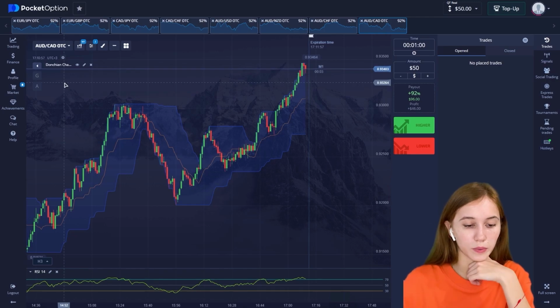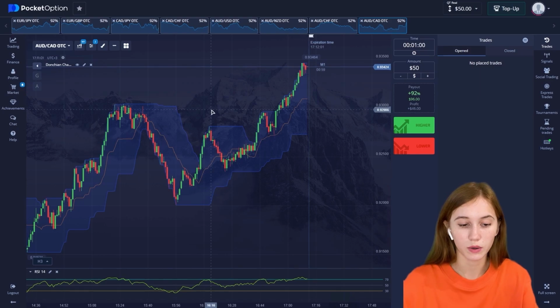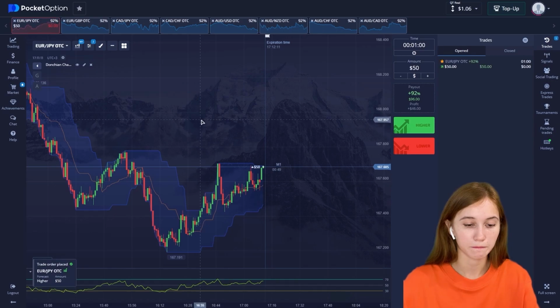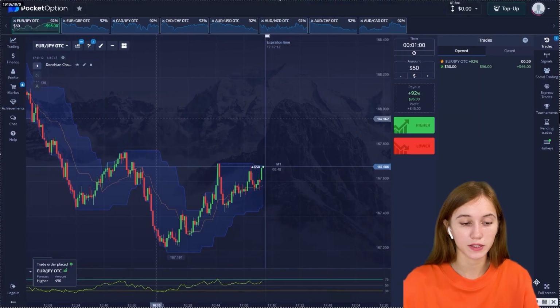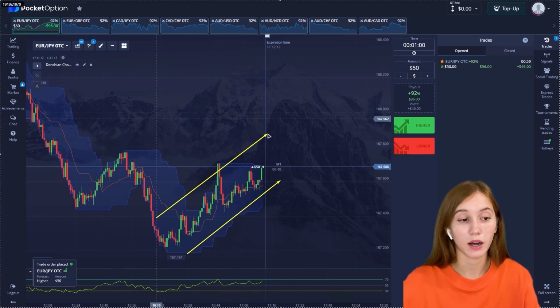So we won't delay and move on to the first concept with which we'll start our training session. Here we are on the first currency pair. Let's open a bullish trade and begin technical analysis. Here we see the chart is in an upward trend, so we open the bullish trade, an up trade.